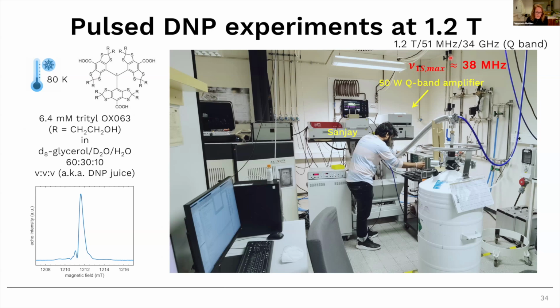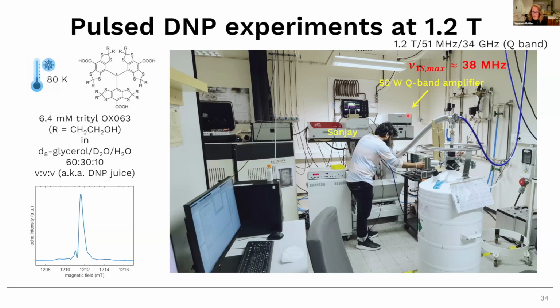Essentially what we did is we took a commercial pulse EPR spectrometer, we extended it and transformed it into a pulse DNP instrument. Essentially this means that you need to add an NMR console, and you need to add some coils and capacitors, variable capacitors, so that you have a tuned NMR circuit in combination with your EPR probe. In the picture, you see your instrument. You see also Sanjay, PhD student in my group. And the box here, that's our Q-band amplifier.